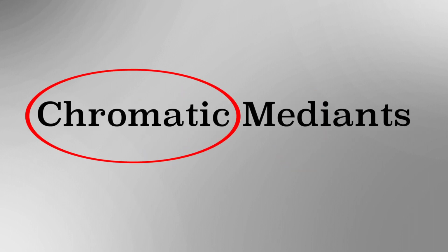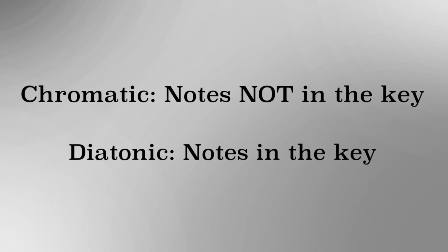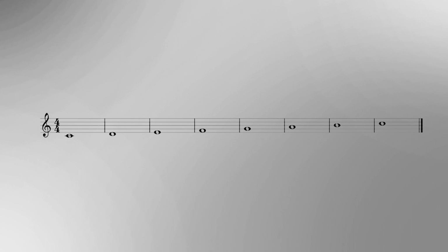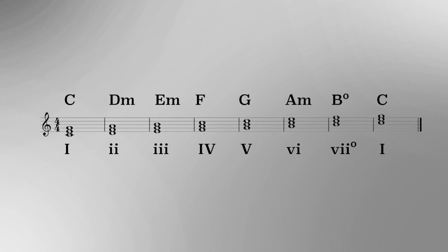Now what does chromatic mean? Chromatic means any note outside of the diatonic key. So for example, in the key of C, a B flat would be a chromatic note. So a chromatic mediant chord is when you take a chord built off the mediant or the submediant and you alter some of the pitches, making them chromatic.